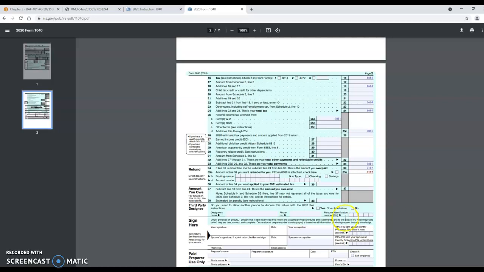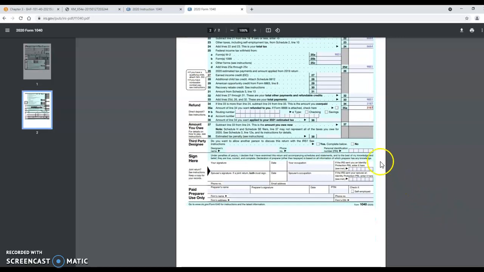Okay, now the third party designee. This is if you want someone else to be able to discuss the return. If the IRS were to want to discuss this return, you want someone else to be able to talk to them about it, then that person's name and phone number can be in there, and you can check the yes box and give them a PIN number. If the IRS calls them, the IRS will ask them for the PIN number. If they don't know the PIN number, the IRS will refuse to discuss it.